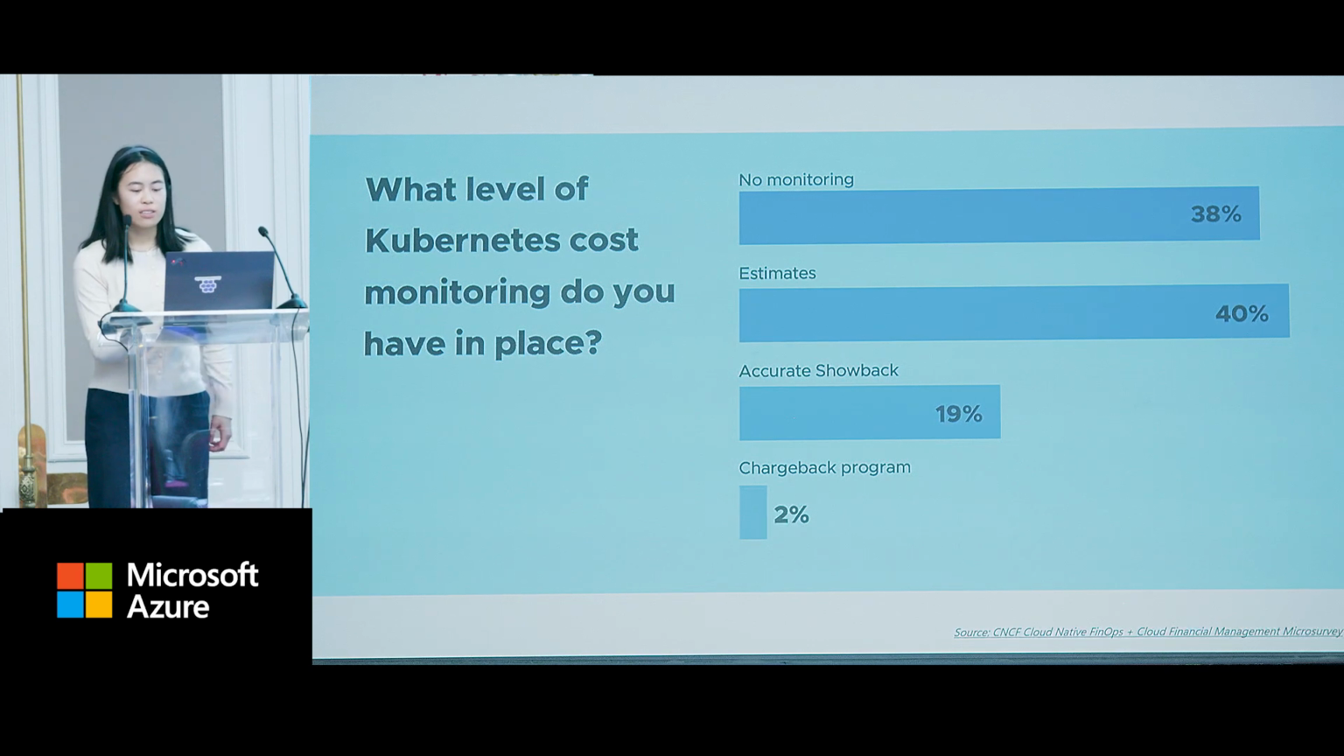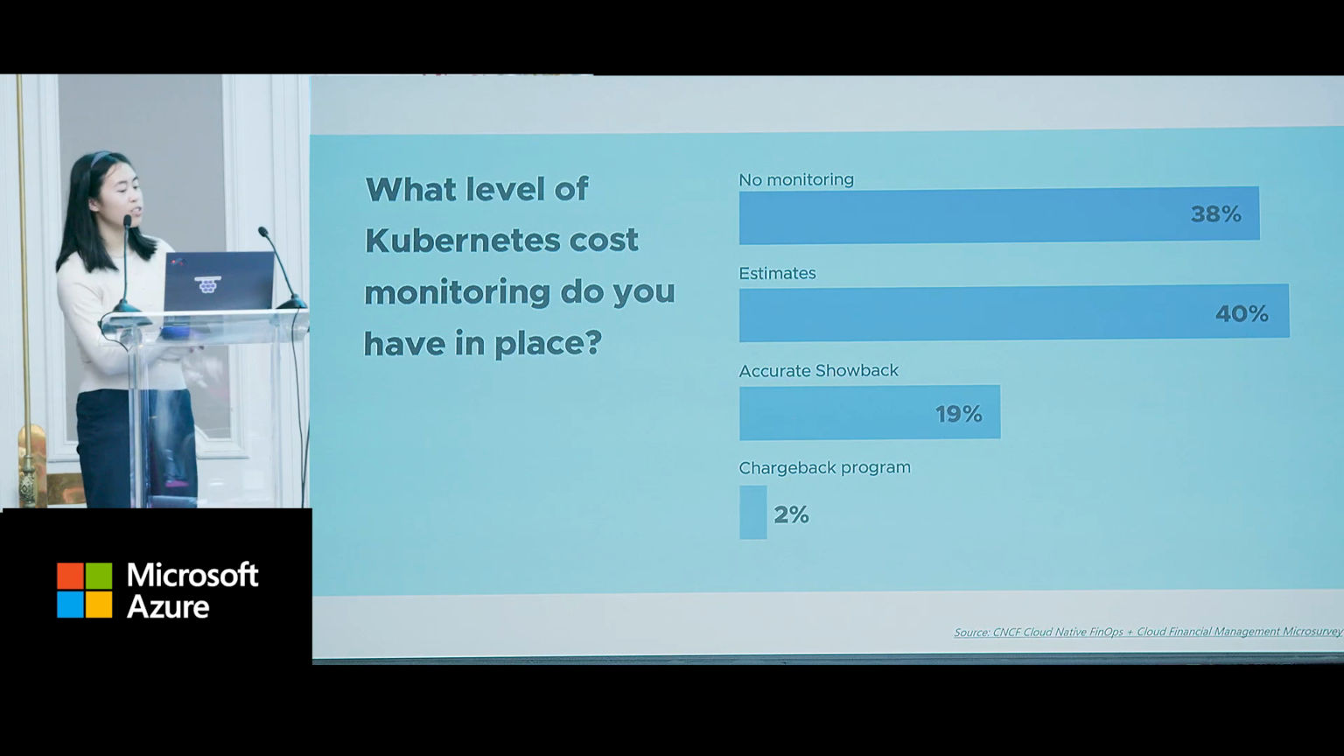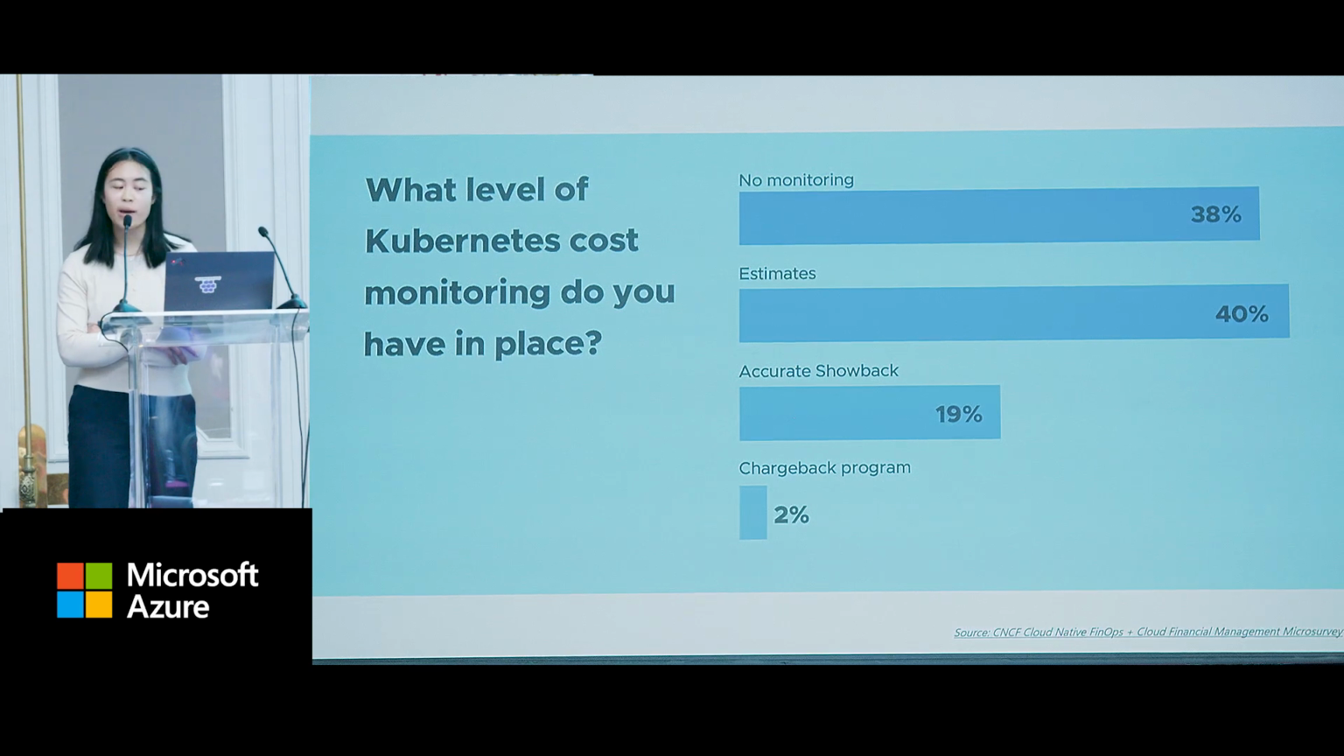Some interesting data. A recent FinOps microsurvey put out by the CNCF showed that a lot of folks have no monitoring in place at all. Some folks are having some method of estimating, but only 19% have accurate methods for showback. Only 2%, which is very little, have a real chargeback program. So if we don't have visibility into costs, it makes it really hard to know where to start optimizing. Are my costs expected, or is there some kind of event that has a cost anomaly?